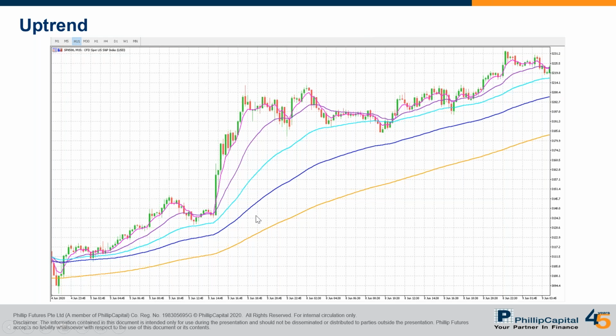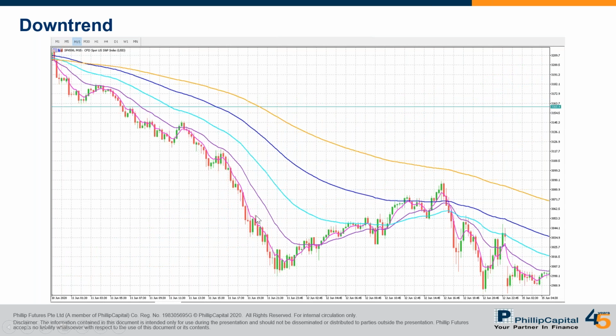So what about a downtrend? The downtrend is just a mirror image of the uptrend. The smaller moving averages will be below, so the 5 will be below, followed by 20, 50, 100, 200. In a downtrend, you will see the 200 moving average on top. The bigger moving average will be on top. So once we see the start of a sequence like that, it indicates the beginning of a downtrend.